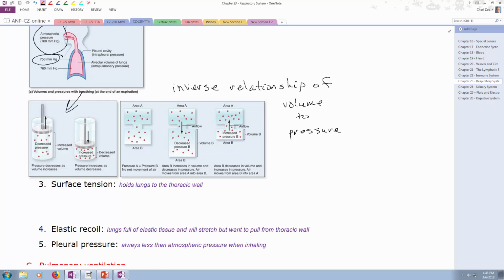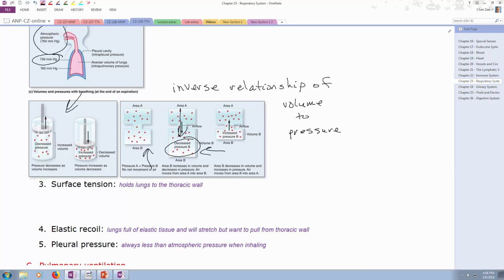This is very important in how gases are actually moving in and out. Again, this is showing us how, as long as everything is connected, the pressure in one area is going to be the same as the pressure in the other area. And if we increase the volume in the area above our diaphragm, that causes a decrease in pressure and we will pull air in.